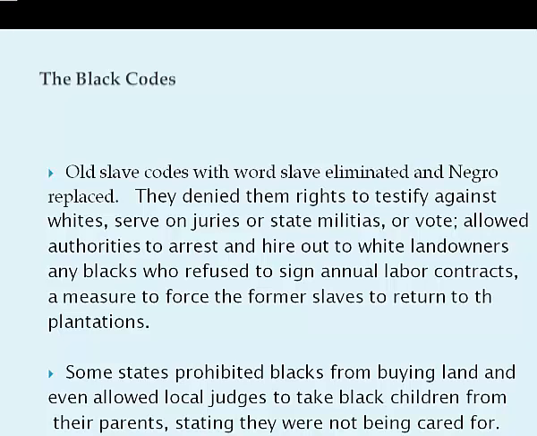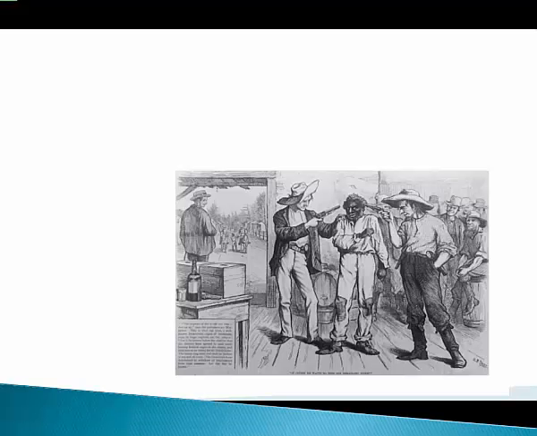Now, new state laws in the South, called black codes, caused the most opposition to Johnson's Reconstruction policy. And while these laws gave blacks the right to legally marry and own property and have access to the court, in some ways they denied them rights to testify against a white, to serve on juries or state militias, or vote. They also allowed authorities to arrest and hire out to white landowners any black who refused to sign an annual labor contract, a measure used by the former plantation owners to get the black slaves to return to the plantations. Some states prohibited blacks from buying land and allowed judges to assign black children, take them from their parents, and hire them out without pay or without parental consent. These codes, in effect, reinstituted conditions of slavery, of course.